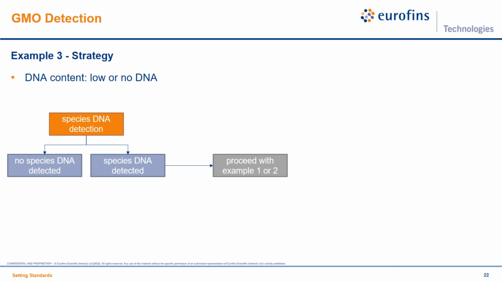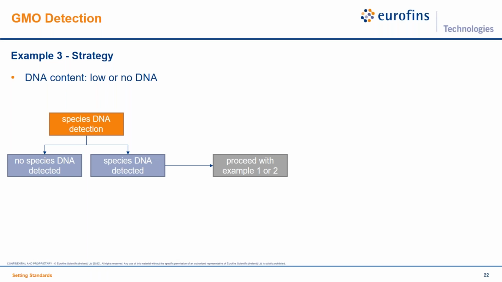But if you detect the species DNA and you have a positive soybean sample, then you can proceed with example 1 or 2. So you have, for example, soybean, then proceed with the screening, or if you expect GMO in the sample, then with the quantification.